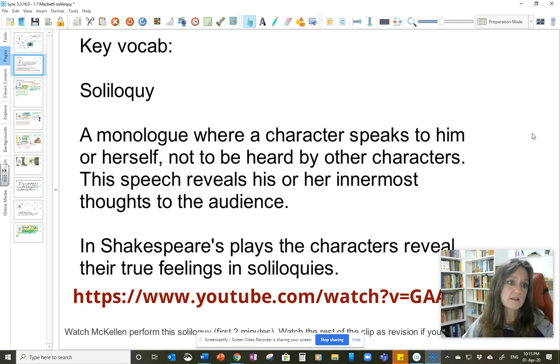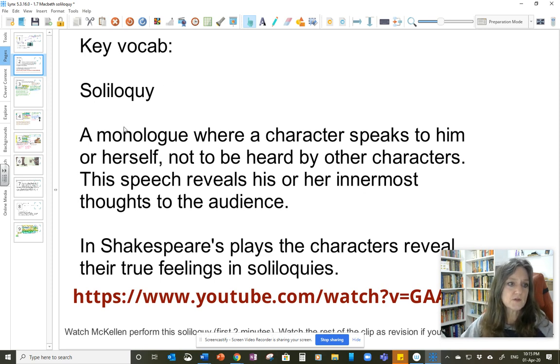So what we're going to be seeing today is Macbeth performing a soliloquy, or Sir Ian McKellen in a minute performing a soliloquy. And what a soliloquy is, is a monologue. The character on the stage speaks to him or herself. And the idea is they know that they're not being heard by the other characters. So when they're doing that soliloquy, the speech that they give, it reveals their innermost thoughts to the audience.